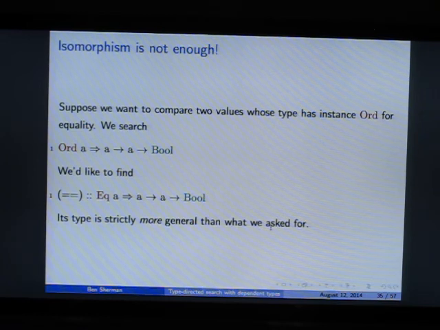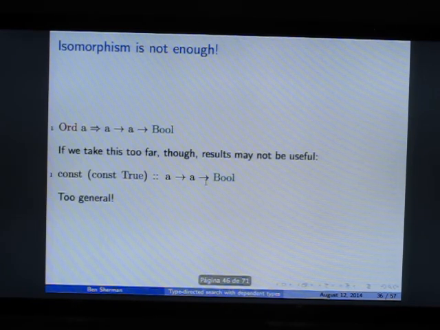So isomorphism is not enough. Sometimes I want something that's really more general than what I searched for. But if we go too far, I don't know if this is what I was looking for if I searched for this. This is kind of stupid.